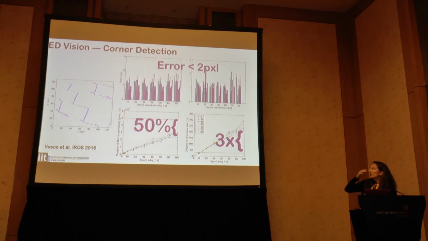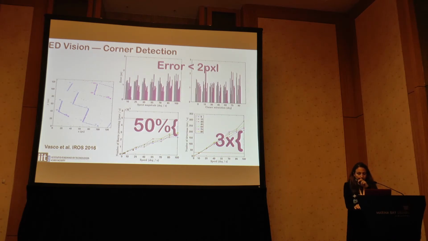This is just to show you the performance of the algorithm on handmade ground truth data. We have an error of about 2 pixels, and the number of computation steps that we have to do, with respect to a frame-based camera, is less than 50%, even for high speeds. And the number of detections, of course, increases if the speed of the stimulus increases.